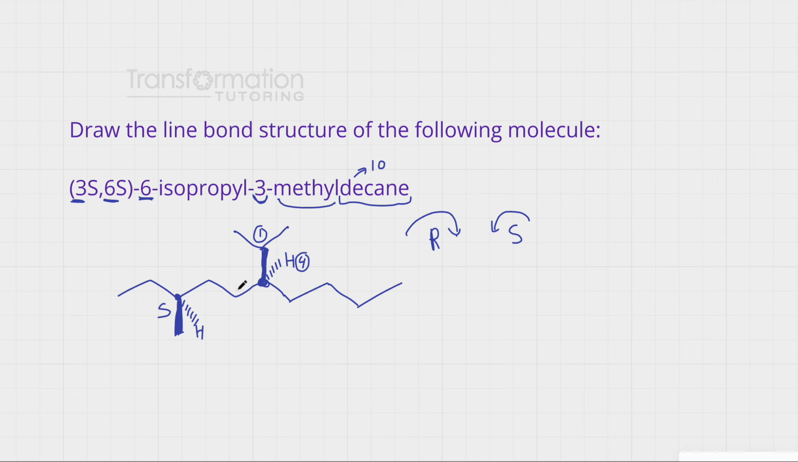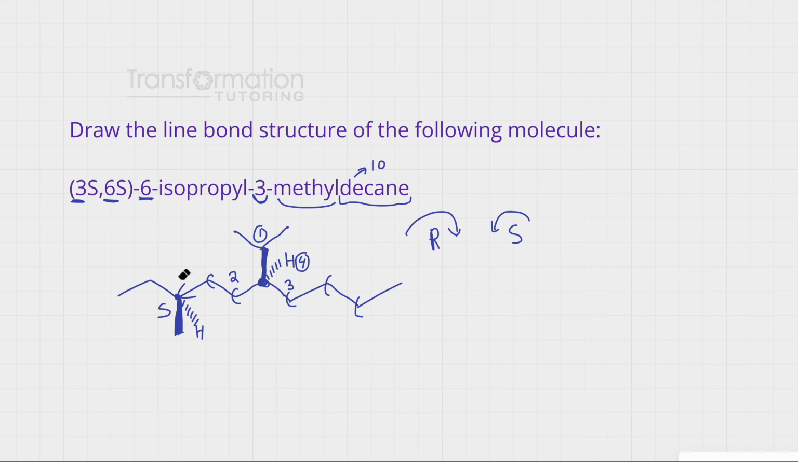Between these two, let's go carbon, carbon, no difference. Carbon, carbon, no difference. Carbon, carbon, no difference yet again. We have to keep on going. Carbon on the left is attached to 2 carbons. Carbon on the right is attached to only 1 carbon. So this wins. This is number 2 and this is number 3.